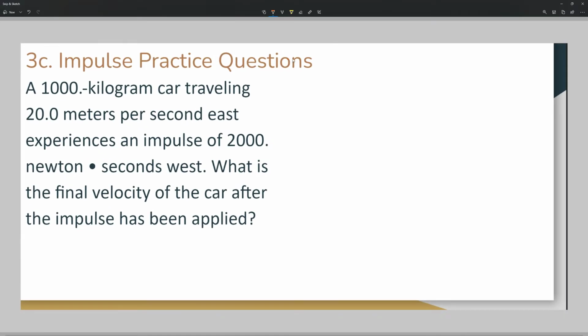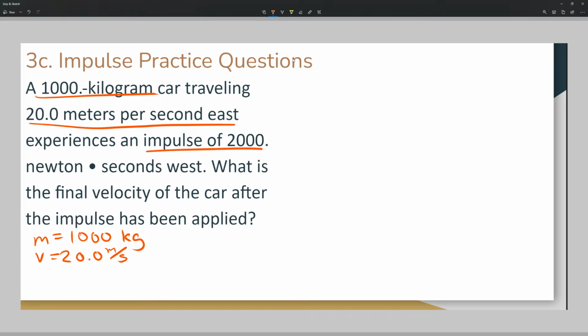Let's do this question. So you have a 1,000 kilogram car, right? So your mass is 1,000 kilograms, traveling at 20 meters per second east. It experiences an impulse of negative 2,000 Newton seconds, right? Because it says west, going the opposite direction. And the question says, what is the final velocity of the car after this impulse has been applied? So what is Vf?